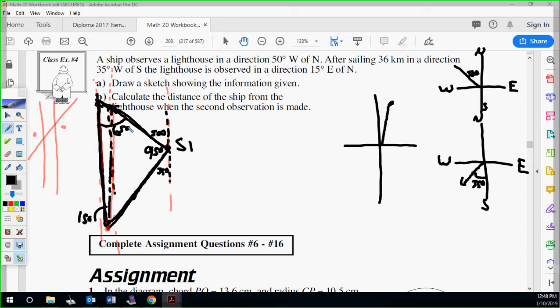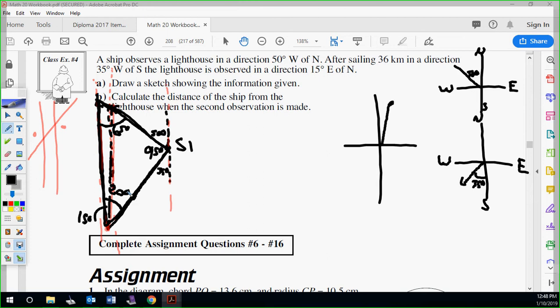The reason that's helpful is because now we can figure out this whole angle, which is 20 when you add them up and subtract from 180. 65 plus 95 is 160, and then 20. That's why we're doing all that, to get those angles.